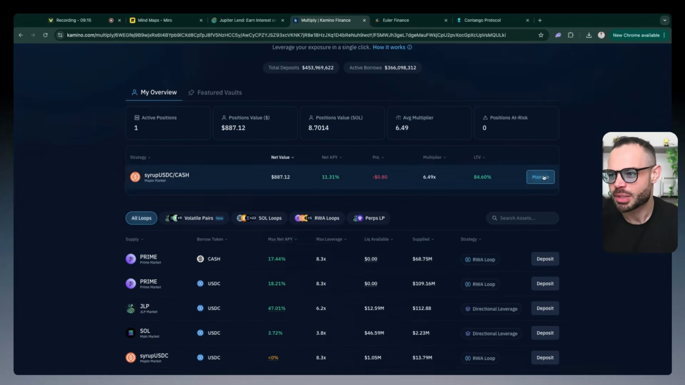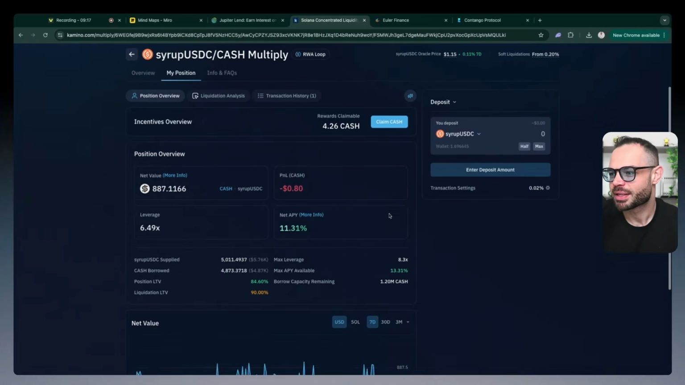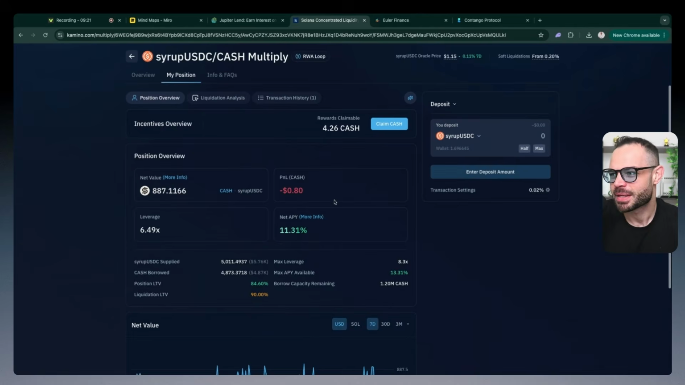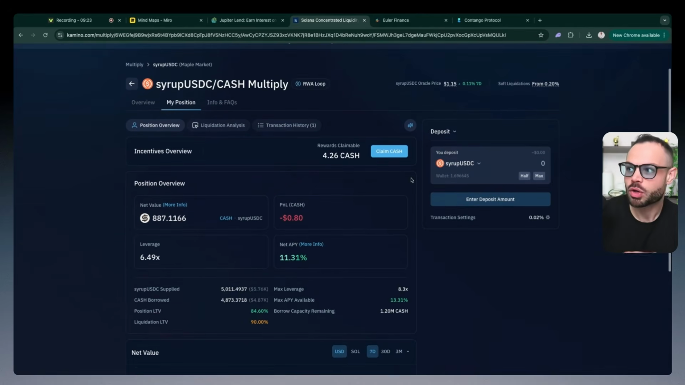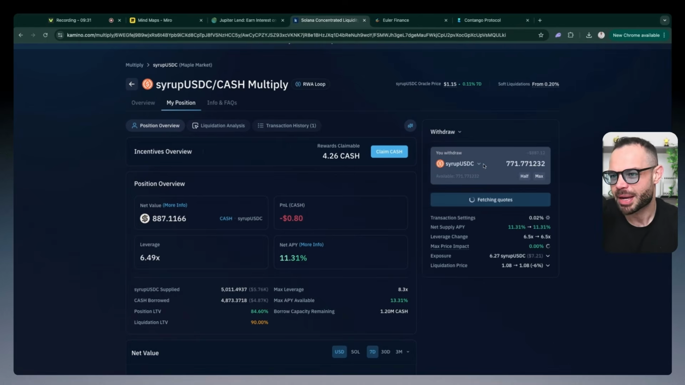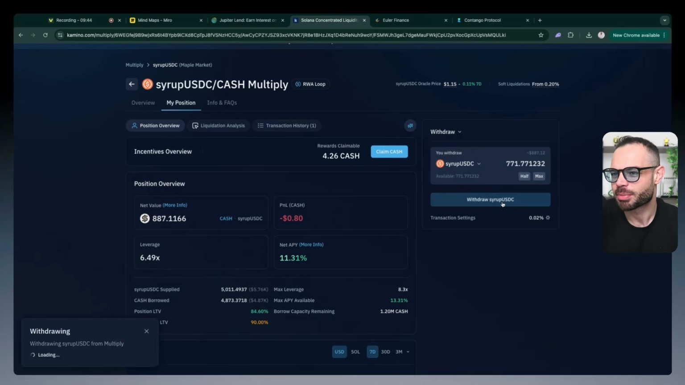So what I would do here, if I wanted to manage this and unwind it to actually go ahead and enter it into a different position, is I can come in here, I can unwind my position in Syrup USDC versus cash by coming to the withdraw position area. I can withdraw the maximum amount, Syrup USDC. I'm going to get returned my capital in the form of Syrup USDC. It's fetching some quotes here to allow me to unwind the position. I'll receive $887 back into my wallet.